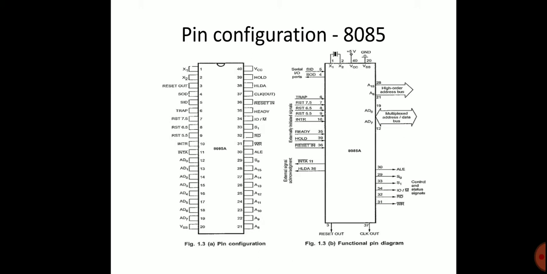Now the clock out. This signal is used as a system clock for other devices. Its frequency is half of the oscillator frequency.